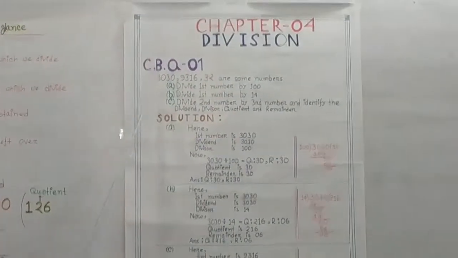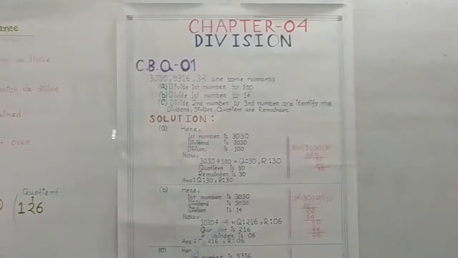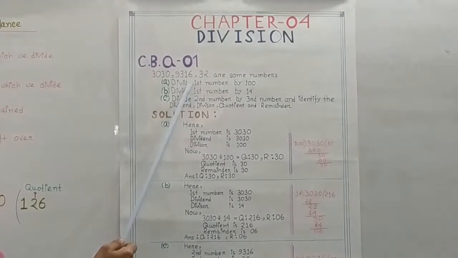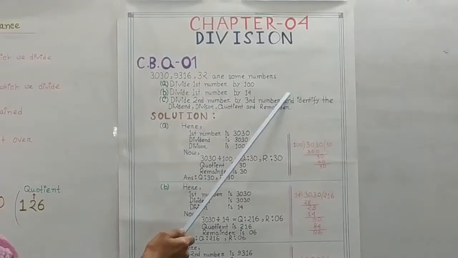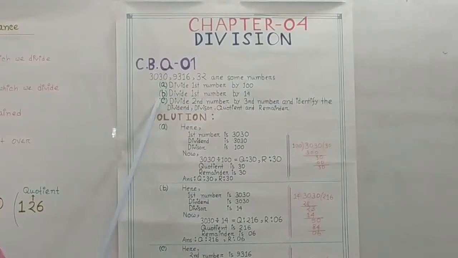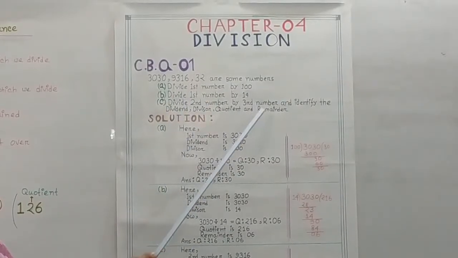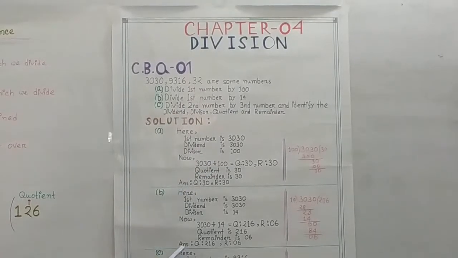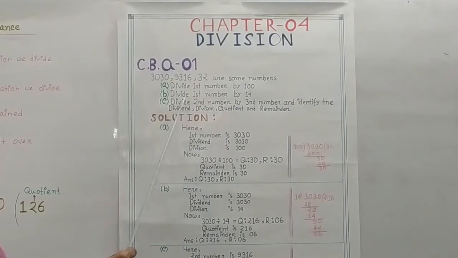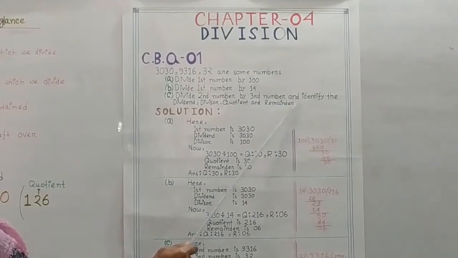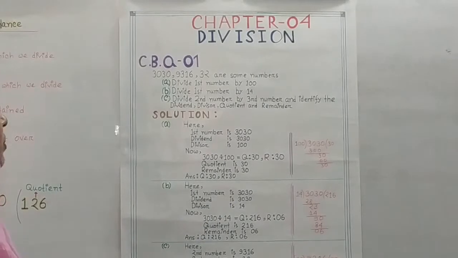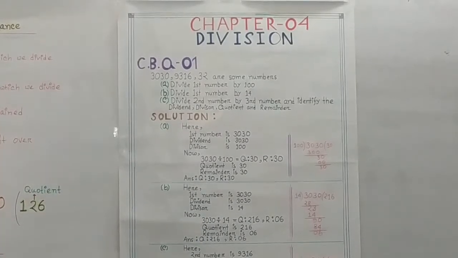First, we read out the question. Here the question is: 3030, 9360, 32 are some numbers. Question A. Divide first number by 100. Question B. Divide first number by 40. And question C is divide second number by third number and identify the dividend, divisor, quotient and remainder. Now go to the solution.